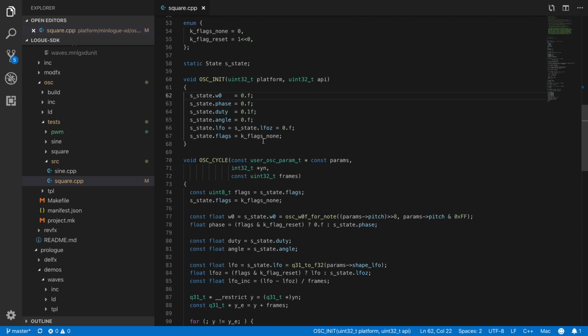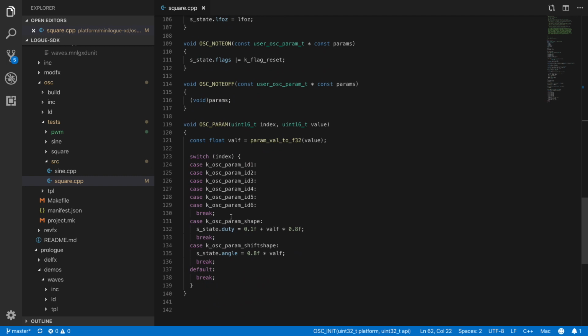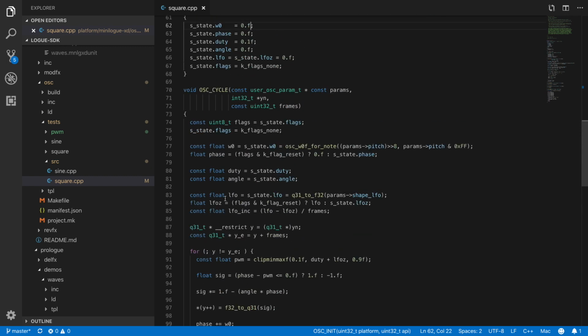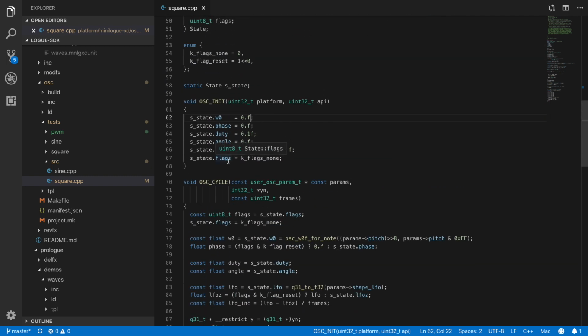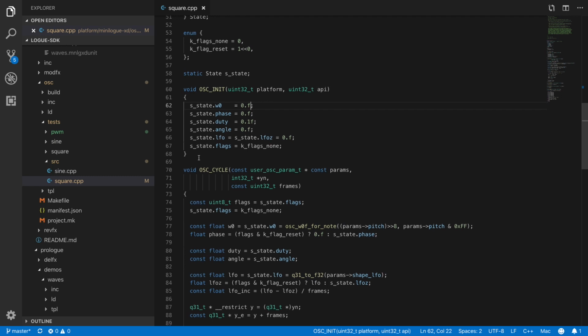Also, the flags are going to get set to 0, which means flags none. There is nothing to be done to the oscillator during the oscillator cycle. As I said, the flags can be used by the other callbacks to give back some information, to store it in here before the next cycle fetches them. So now we have oscillator init completely understood, I hope at least.